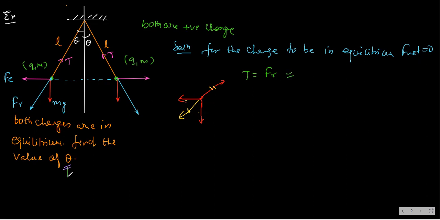What they have asked us is the theta. If this angle is theta, I believe you would agree that this angle should also be theta, these being parallel lines with a transversal. To find tan of theta, what do we need? Tan theta should be electrostatic force by mg. That's it, by mg. Now you have to find the value of the electrostatic force, and for that you have to know this distance. Well, we can easily do that.